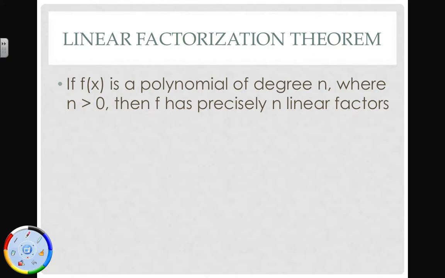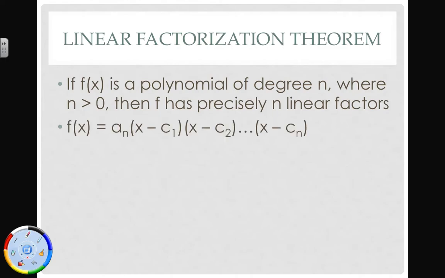And if you have a polynomial with a degree n, where n is bigger than 0, we don't deal with anything less than 0, then f has precisely that many factors. So a quadratic has 2 factors. A cubic has 3 factors. A quartic has 4 factors. That's the idea of this particular theorem.